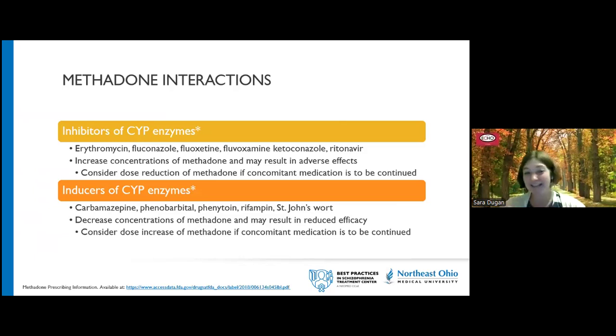And to be complete, the inhibitors and the inducers. This is not a complete list of inducers and inhibitors, but these were the medications specifically called out in the methadone prescribing information.